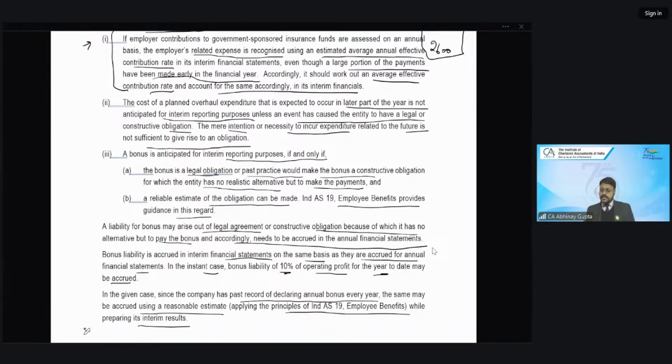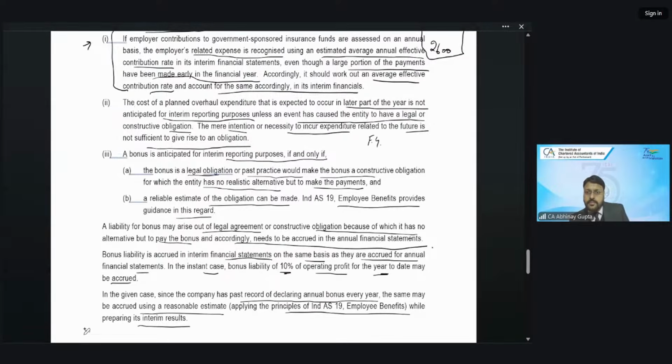The reasonable basis is, for example, if for the financial year the company would have earned say 10,000 rupees as profits and 10% is the bonus, then how much is the bonus amount the company would be paying to its employees? 1,000 rupees. But because the financial year has not yet completed and we are sitting in the Q1 only of the financial year, and in the Q1 our profit is suppose 2,000 rupees, then how much bonus expense or liability we will record? 2,000 into my 10%, right?